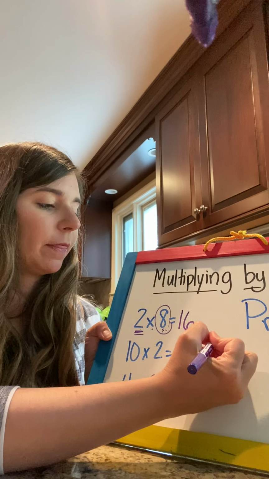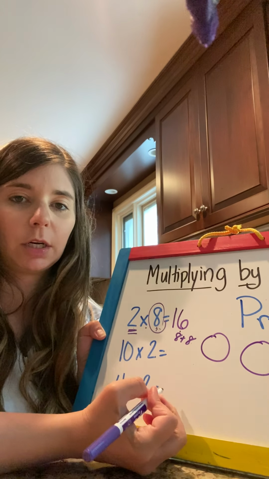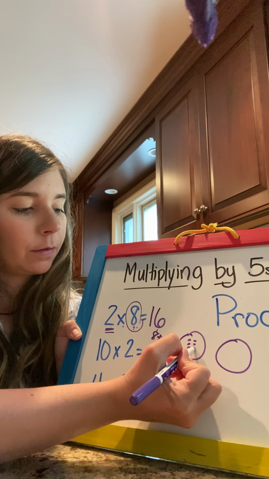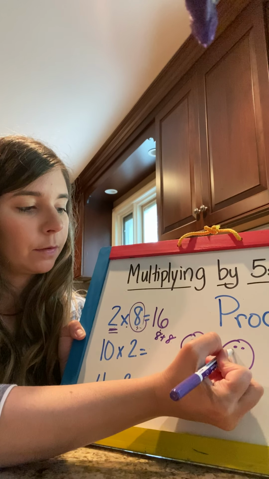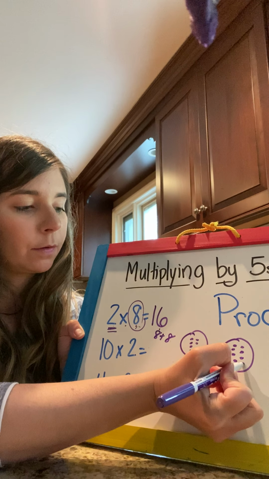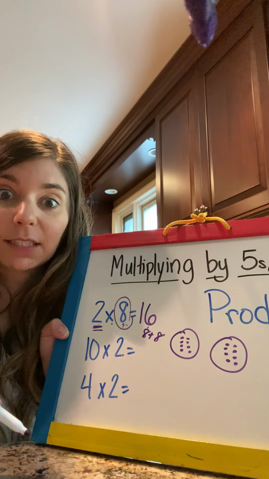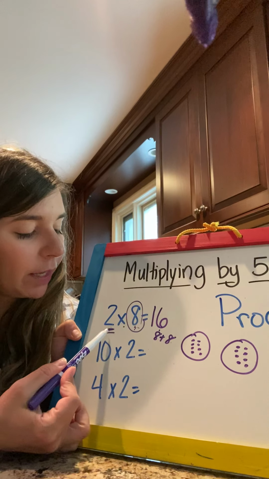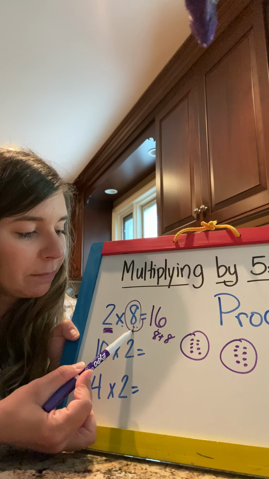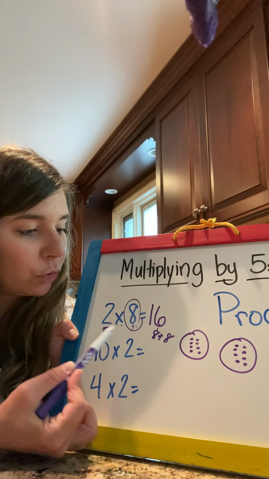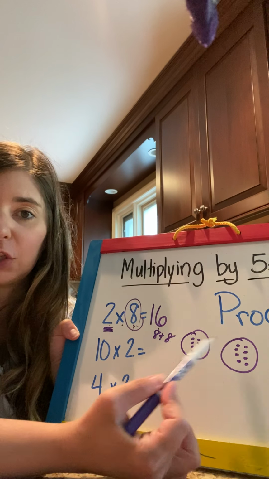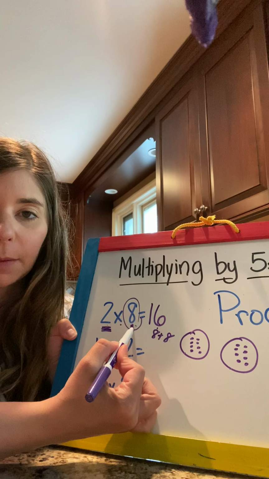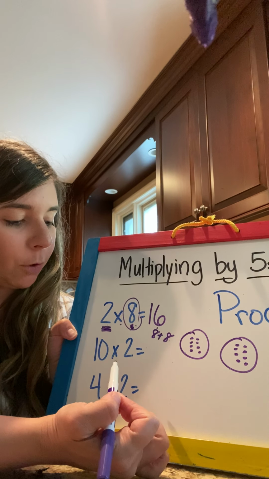Okay. Or you can think of 2 groups, if you were to draw a picture, 2 groups, and put 8 in each group. And if you were to count all of those dots up, you'd get 16. Those are your strategies, okay? So you can think, count by 2s 8 times, put 2 groups, draw 8 in each group, or you can think to double this number using your doubles facts. 8 plus 8 is 16, okay?